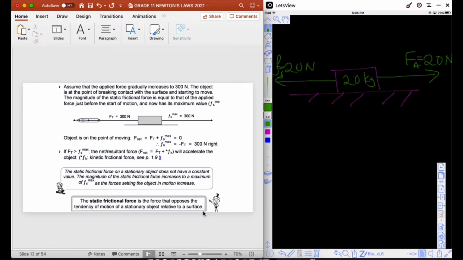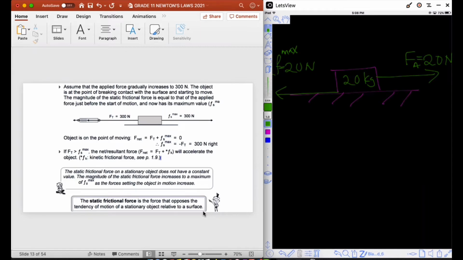Now we are saying we have increased the force to 20 newtons. However, at this point, the static frictional force can no longer increase. It has reached its maximum value. Hence, on top there, we can write F max to represent that it has reached the maximum value.